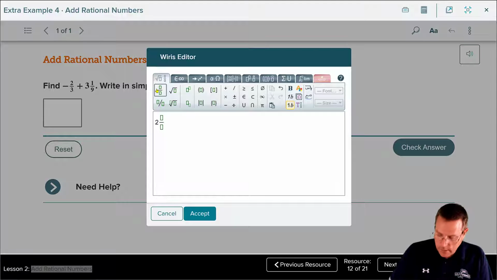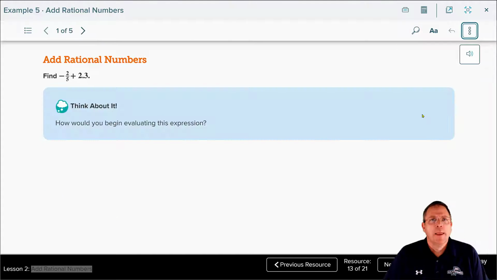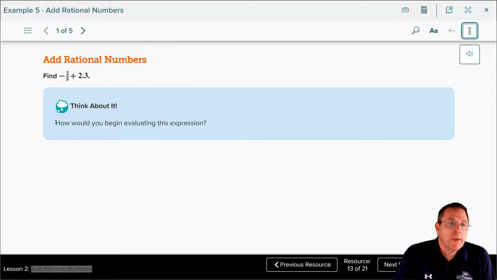2 4/9, accept, and we're good. Now it's time to really step up our game. We have negative 2/5 plus 2.3, or 2 3/10. So we're adding a fraction and a decimal. And the question to think about is, how would you begin evaluating the expression?